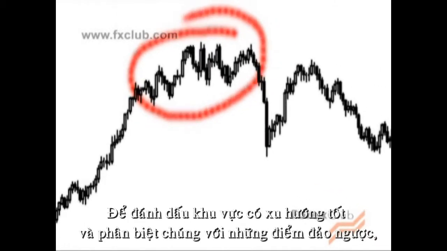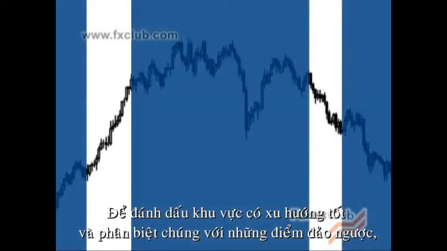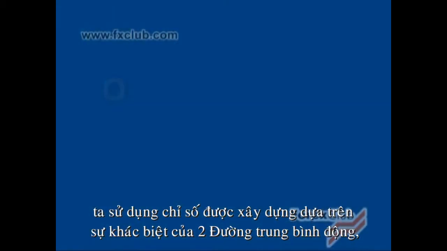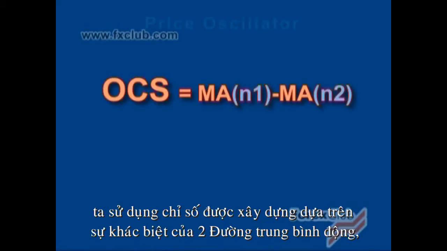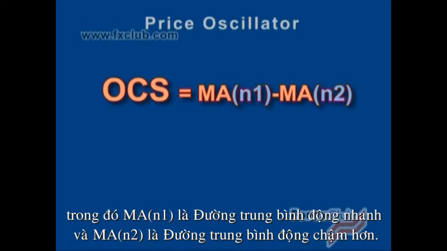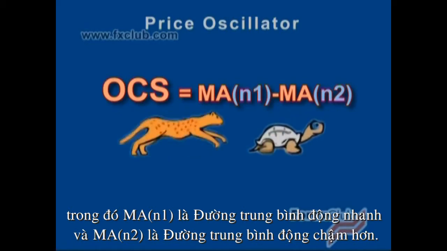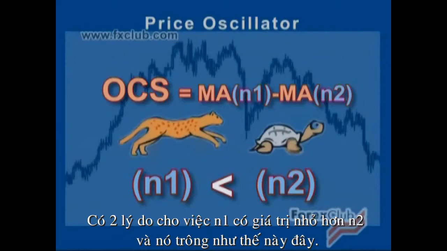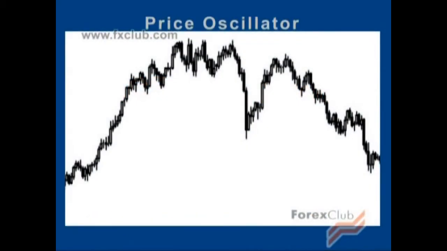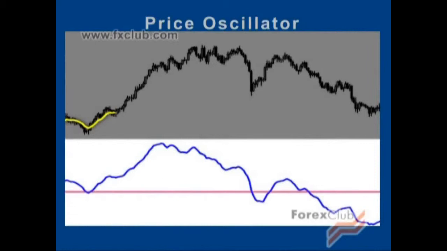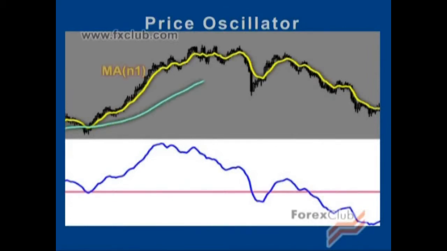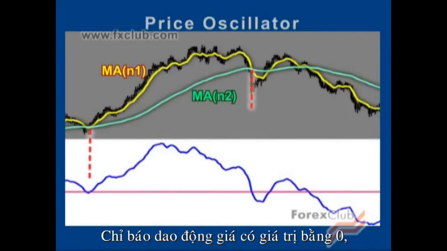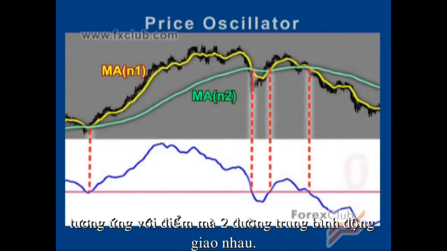To mark trend zones and to differentiate them from reversal points, we use an indicator which is based on the difference between two moving averages. It's called the price oscillator, where MAN1 is the faster moving average and MAN2 is the slower one. It stands to reason that N1 is less than N2, and this is what the indicator looks like. The price oscillator has a value of 0 at the points where the two moving averages cross.